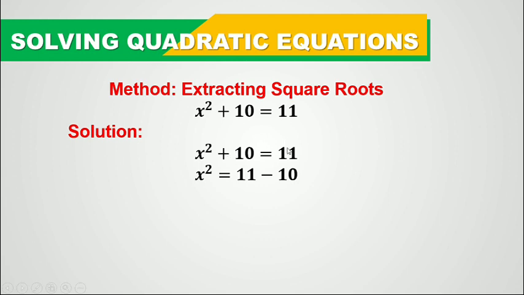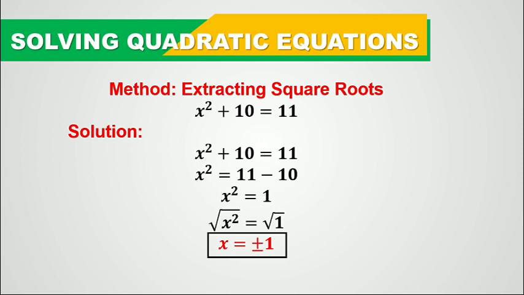So if we're going to transpose this to the right, this becomes negative. So x squared equals 11 minus 10. So that's x squared equals 1, 11 minus 10, that's 1. And then get the square root of both of the sides of the equation. So this becomes square root of x squared equals square root of 1. And then the square root of x squared, that's x. And the square root of 1 is positive and negative 1. So this is our answer for this particular exercise. That's just how easy it is to solve quadratic equations by extracting the square roots.